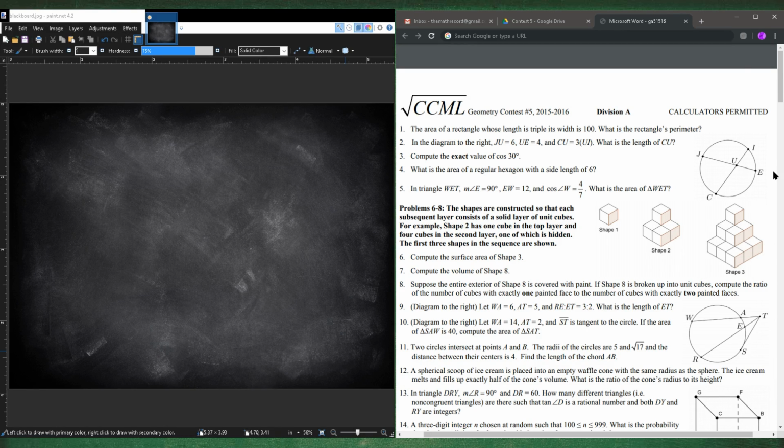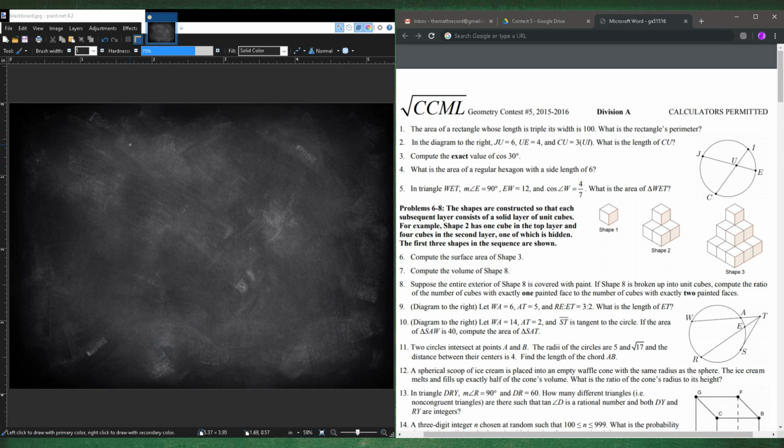Today we'll be covering the CCML Geometry Contest 5 2015-2016 Division A. Okay, question 1. The area of a rectangle whose length is triple its width is 100. What's the rectangle's perimeter?